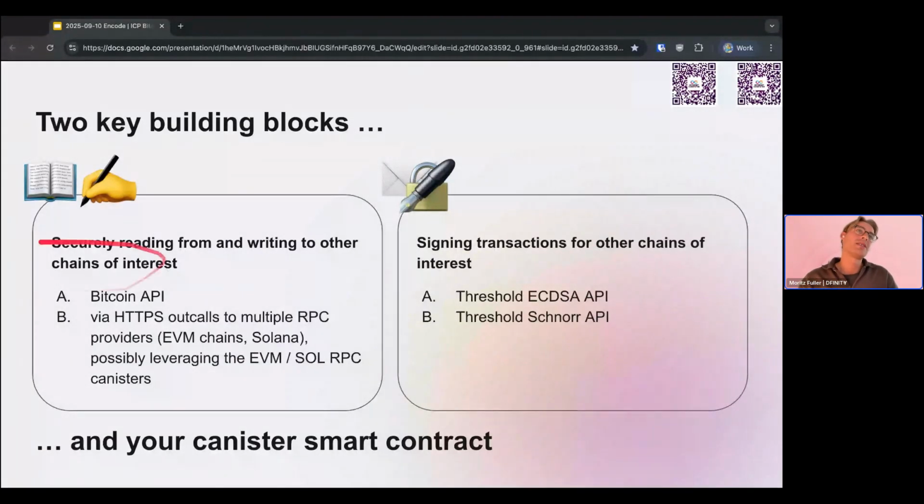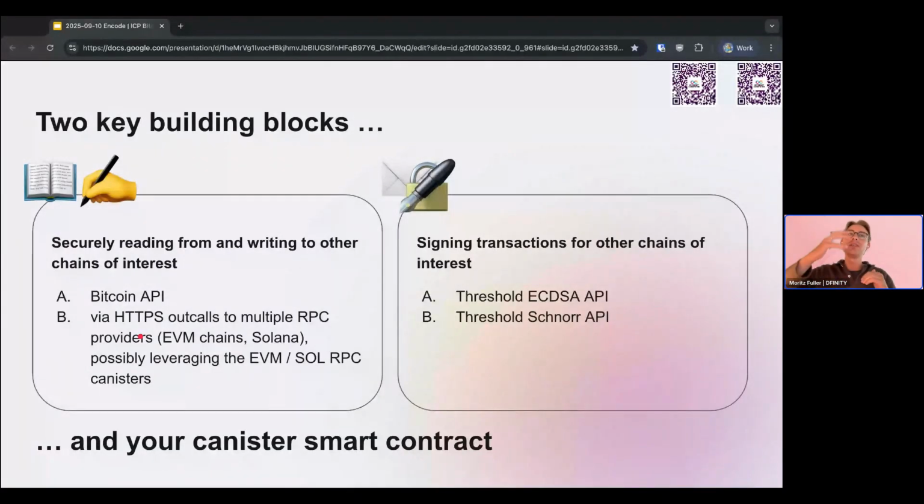So on the left-hand side, how can we achieve this, to securely read from and write to other chains of interest? One possibility is to use the Bitcoin API. And how that works, we are going to find out in a couple of minutes. So if you want to talk to Bitcoin, use the Bitcoin API if you're building on the Internet Computer. And if you want to talk to other chains other than Bitcoin, you can use HTTP outcall. This is the feature I mentioned in the beginning that allows a canister to call into Web2 infrastructure.